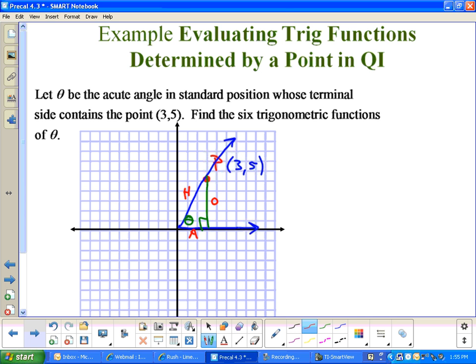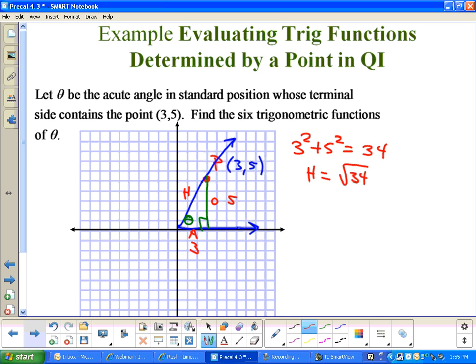And since I know the point is (3, 5), I know the adjacent side, the x-coordinate, is 3. The opposite side is the y-coordinate, 5. And I can use the Pythagorean theorem to find the hypotenuse. 3 squared plus 5 squared equals 34. So the hypotenuse, h, has got to be the square root of 34.